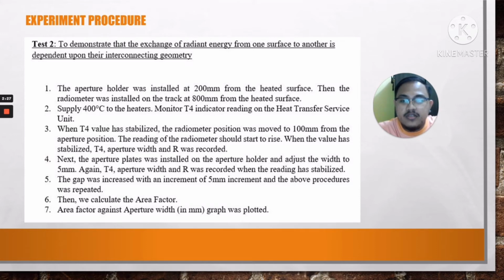Next, the aperture plate was installed on the aperture holder and the width adjusted to 5 mm. Again, T4, aperture width and R were recorded when the reading had stabilized. Next, the gap was increased with an increment of 5 mm and the above procedure was repeated. Then, we calculate the area factor and lastly, an area factor against aperture width in millimeters graph was plotted.